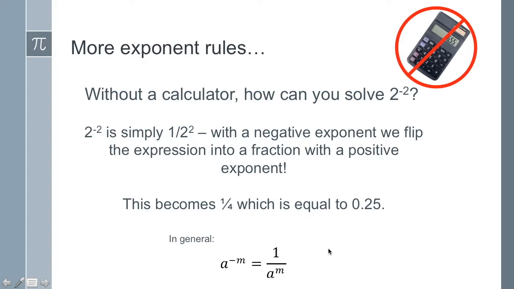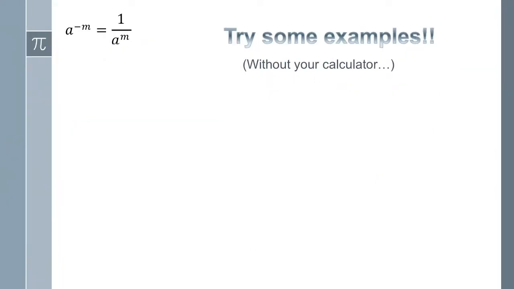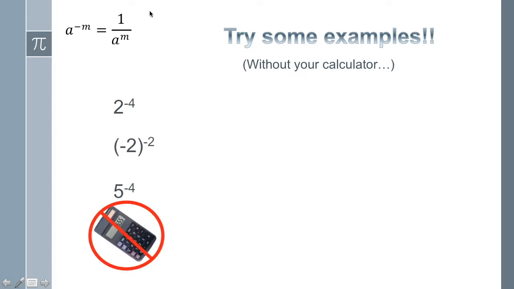So much easier for me. So remembering this rule here in the corner, let's try some examples and try not to use your calculator, please. So you have 2 to the power of negative 4, negative 2 to the power of negative 2, and our negative 2 is in brackets here, very important, and 5 to the power of negative 4. So without a calculator, just try and figure out how we can make the exponent positive.